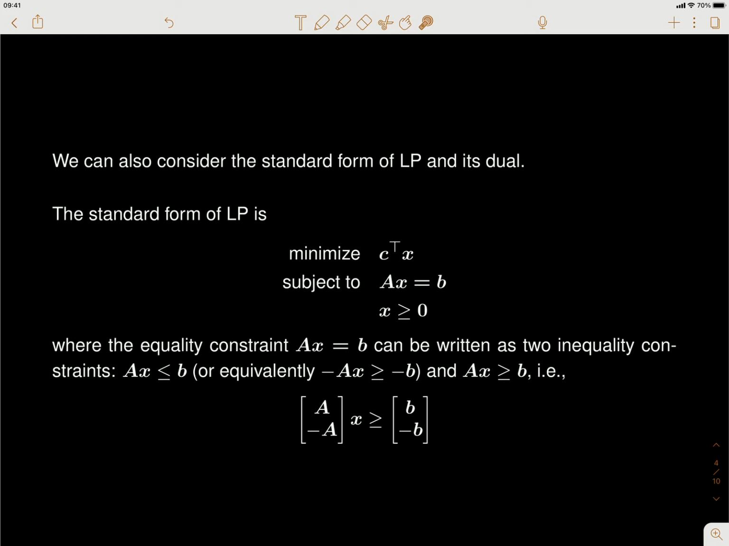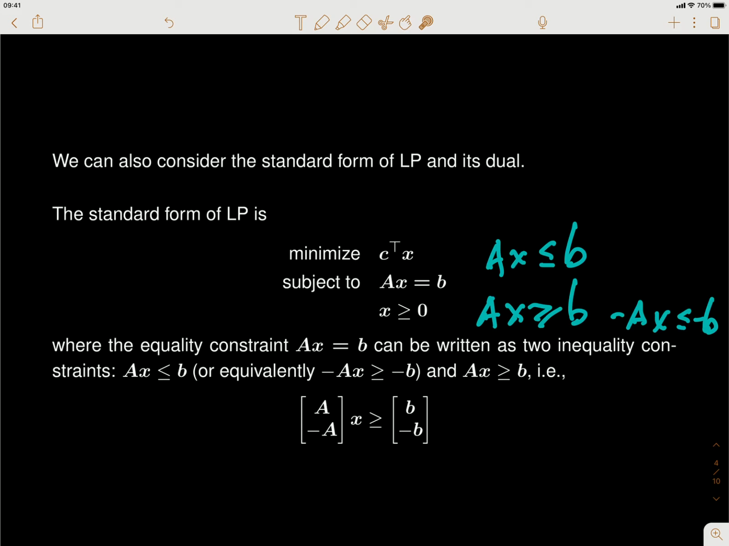There is an easy way to convert this into an inequality. We just need to know that Ax equals b means that Ax is less than or equal to b, and at the same time Ax is greater than or equal to b, right? If we have both of these, we can show that Ax is equal to b. But for the second inequality here, we can put a negative sign on both sides, and it essentially becomes negative Ax less than or equal to negative b.